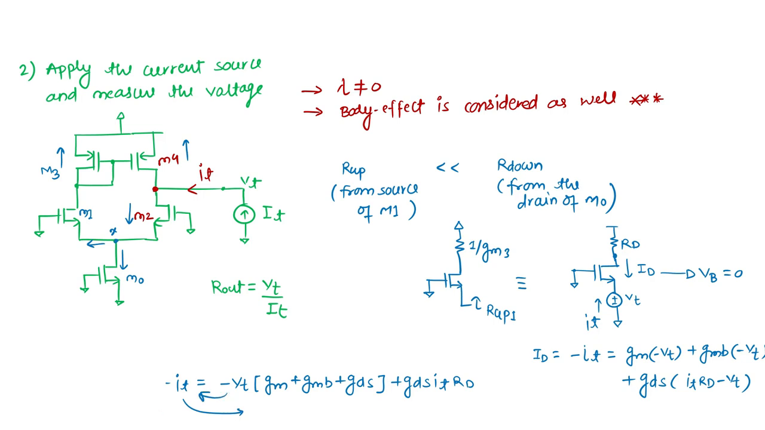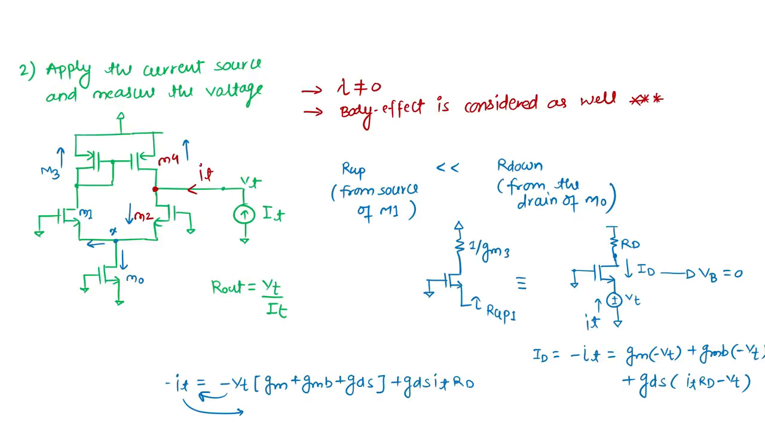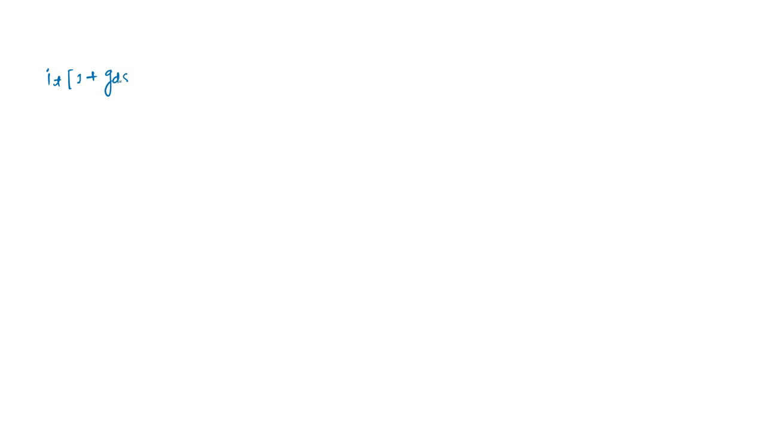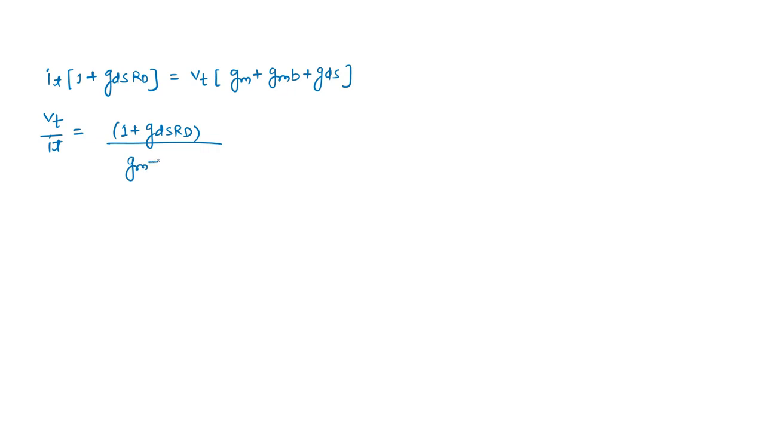What will happen here? IT times (1 plus GDS RD), this GDS of the same transistor and RD, that is 1 upon GM3, equals VT times (GM plus GMB plus GDS). Okay. So what is the looking-up impedance that I'm getting? VT by IT is nothing but (1 plus GDS RD) divided by (GM plus GMB plus GDS).